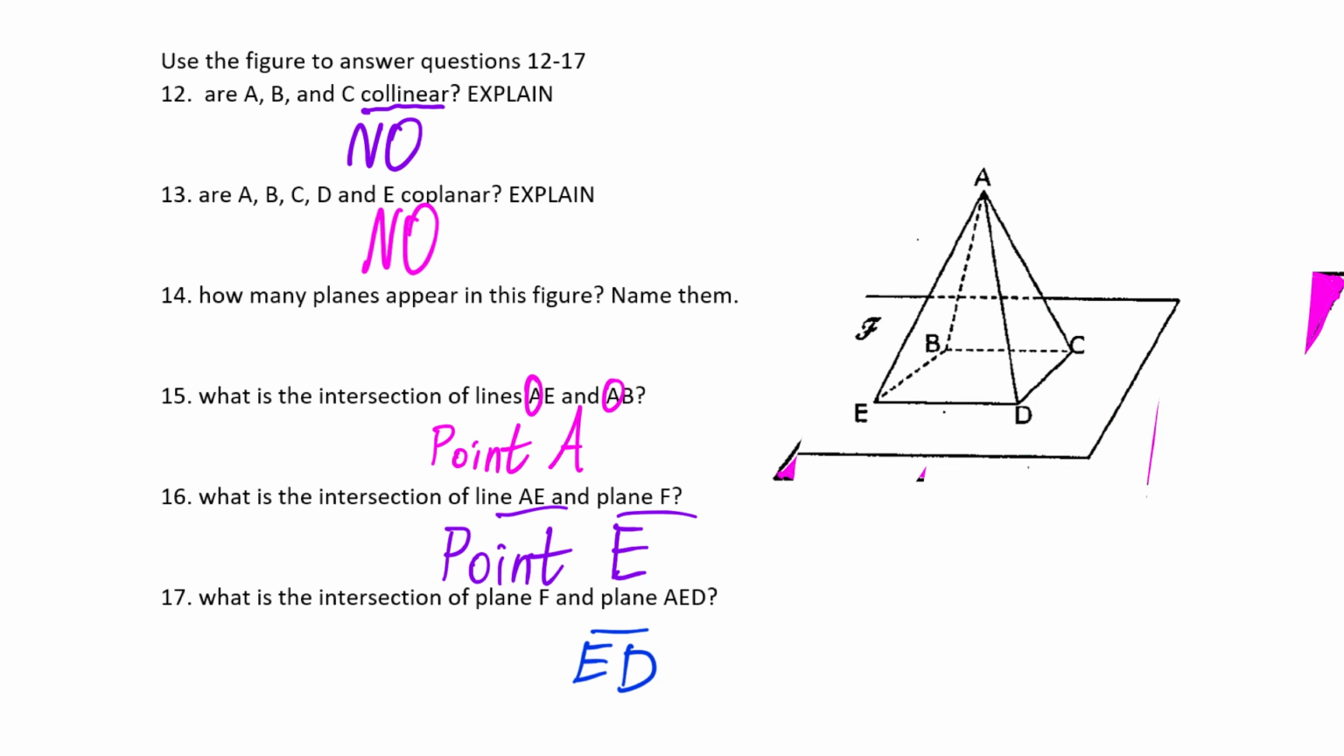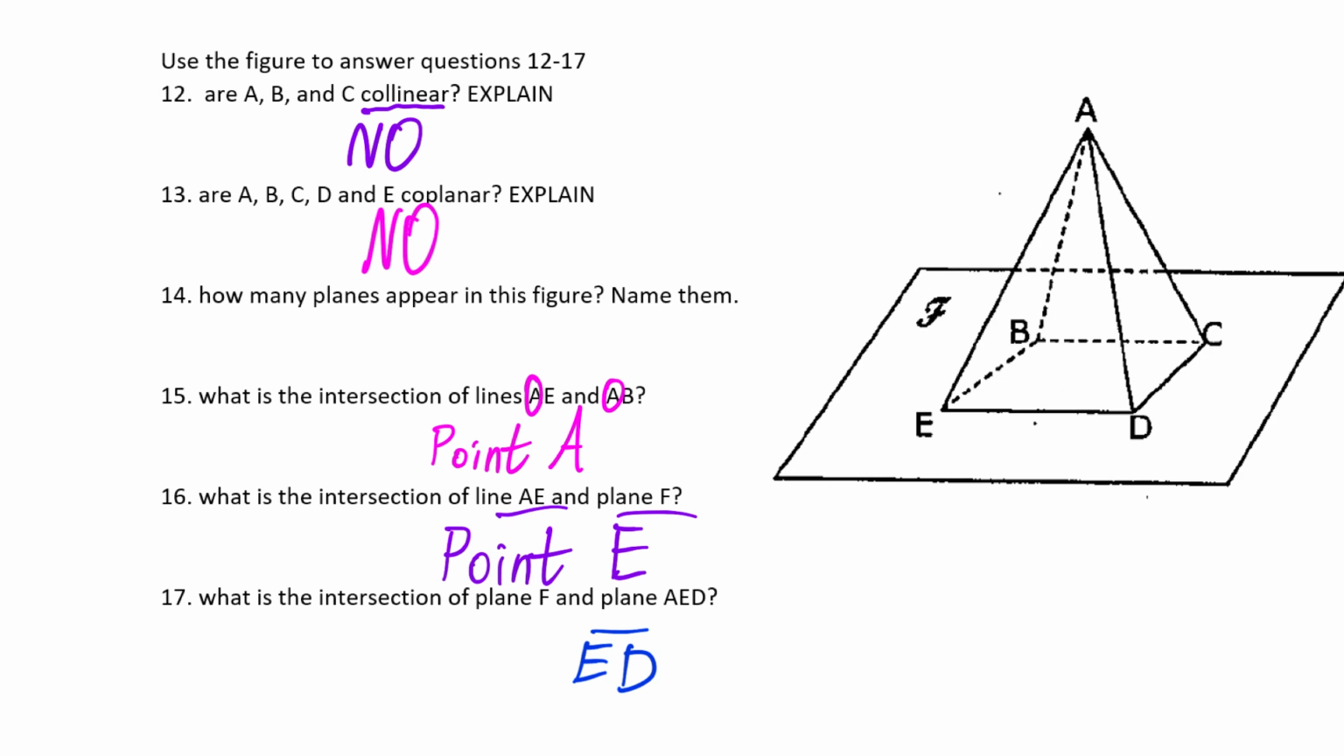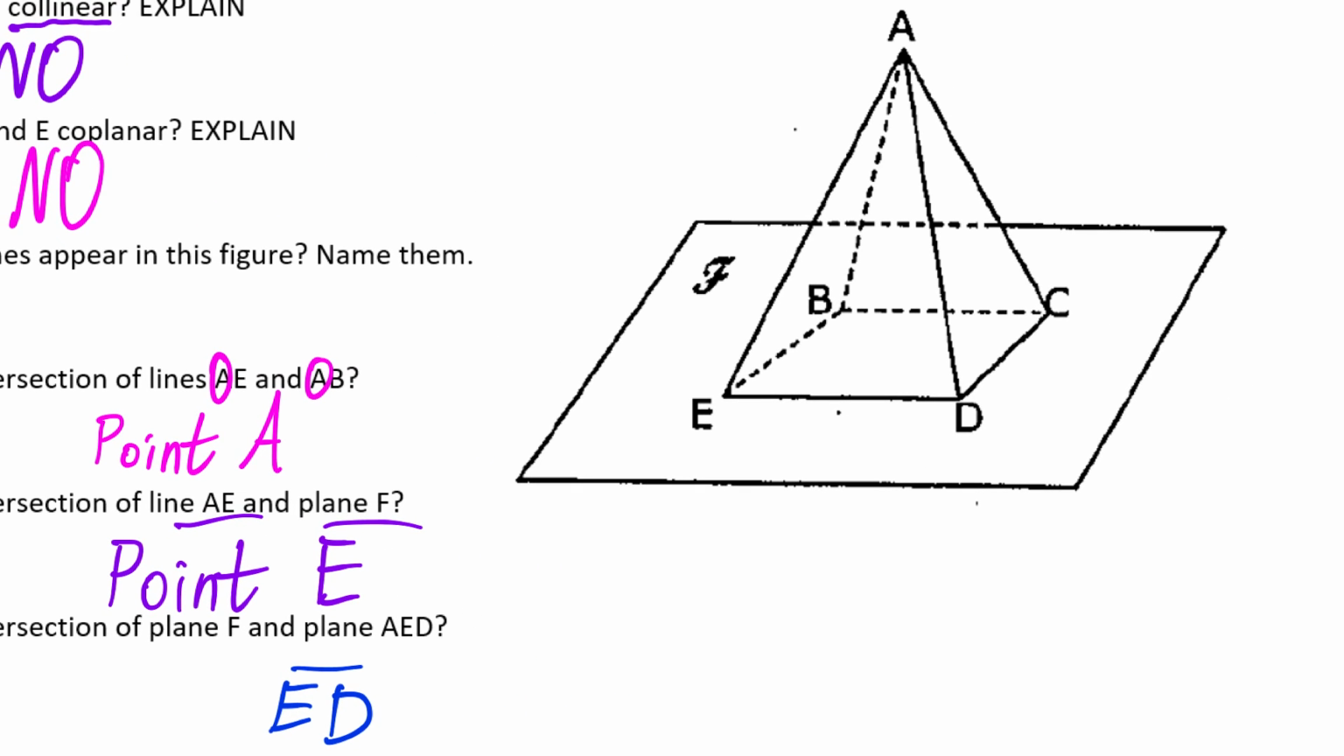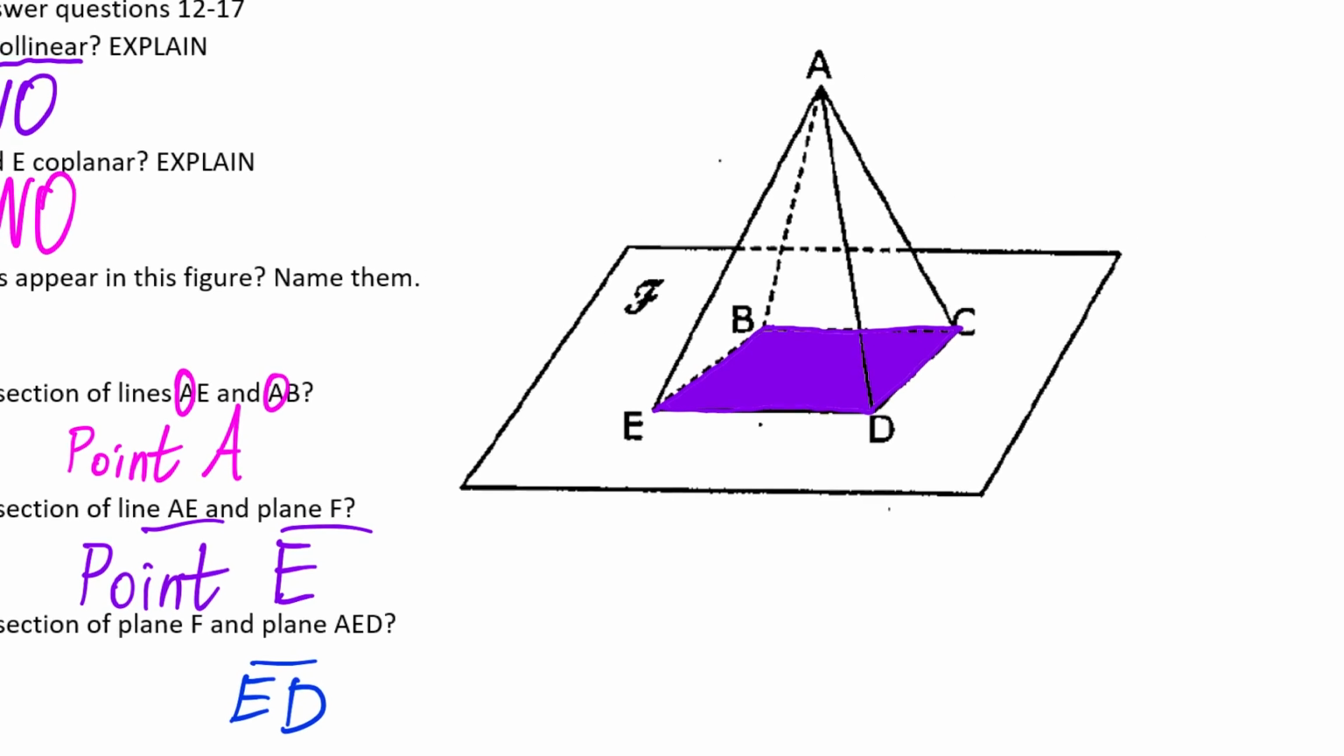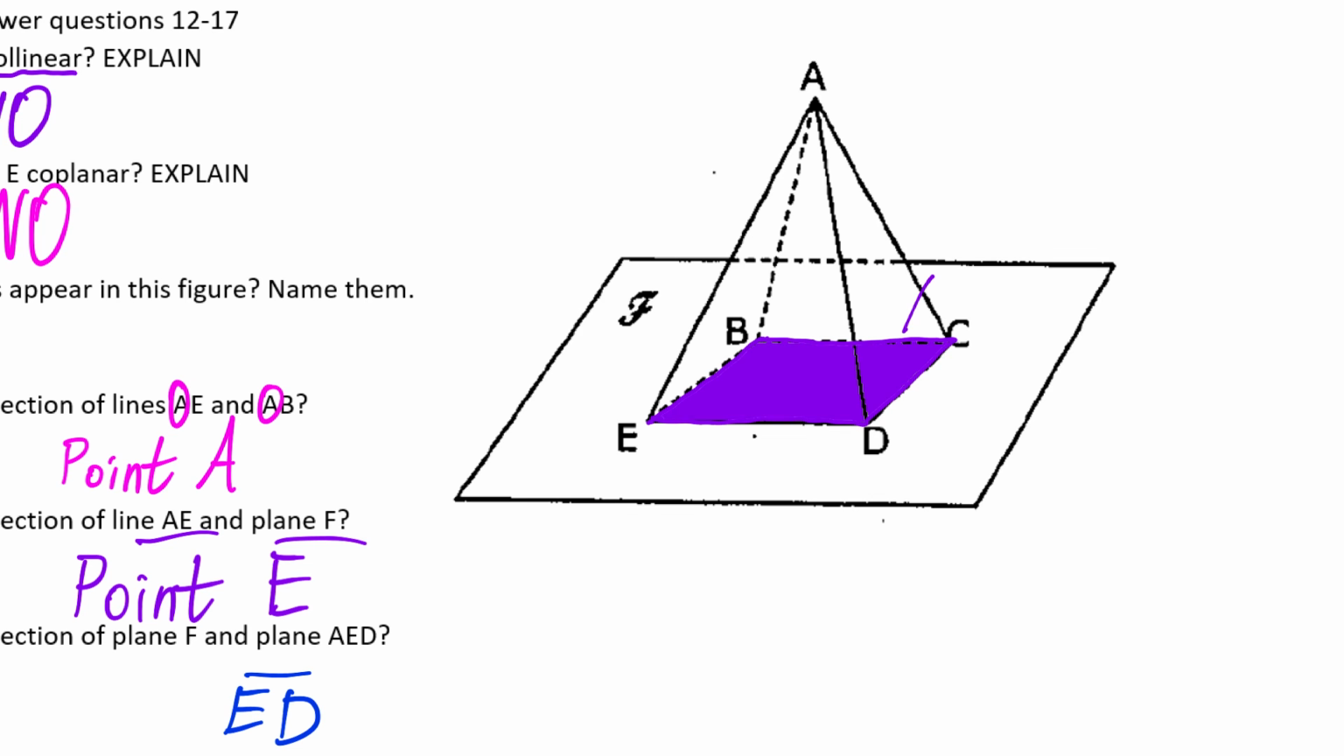Okay. One more thing I want to do here. So this plane right here, let me shade it in. Okay, that plane right there. What could I name that plane right there? Plane BED. Okay, plane BED would be good. Give me one more name I can name that same plane. CDE. Okay, plane CDE would work.